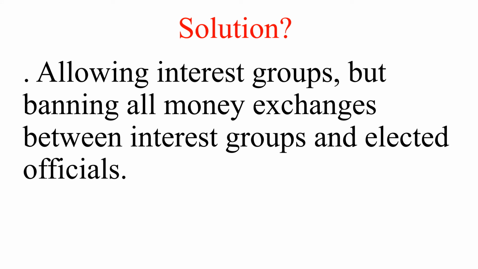So what's the solution? One idea is allowing interest groups but banning all money exchanges between interest groups and elected officials. The approach here is that the problem is not with the interest groups. James Madison and other founding fathers were too naive. They only considered interest groups as an intellectual exercise that allows the flow of information from society to the policymakers. But in practice, we see that money is what corrupts. Money is involved in this picture and it corrupts. So removing money from the picture would be a solution, according to this approach.